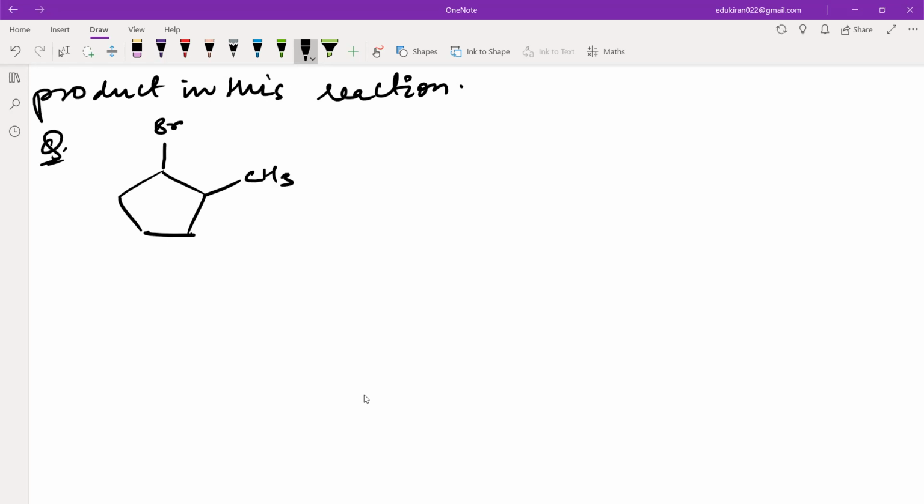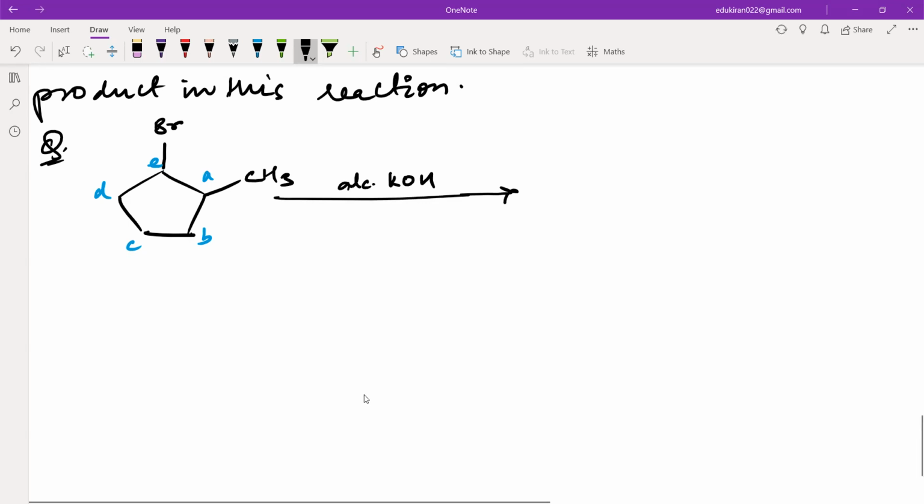Okay, so first of all, identify the alpha carbon. I'm writing some carbons here: A, B, C, D, and E. Which is the alpha carbon here? Which carbon is attached to Br directly? Simple thing, guys. Alpha carbon: the carbon that is attached to the functional group. Which carbon? E. E is our alpha carbon. Okay, then what are the beta carbons?